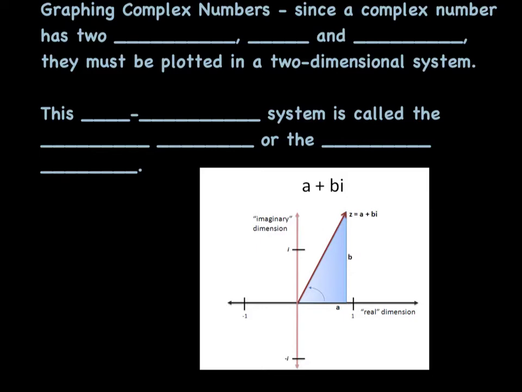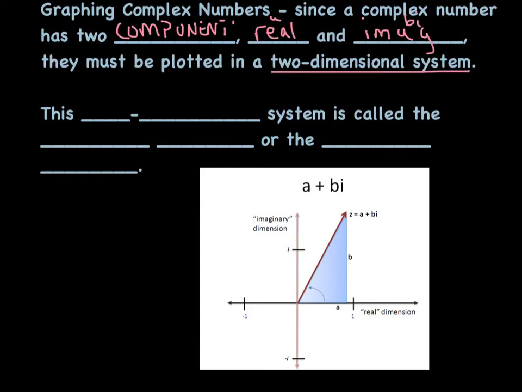All right, as a way of easing into it, we're going to introduce you to a very simple concept of graphing complex numbers. And since each complex number has two components, what are those components? It's the a component and then the bi component, otherwise known as the real component and the imaginary component. Now, every time I say real, I want you to think of the a, and every time I say imaginary, I want you to think of the bi part of it. Anyway, because there's two components, they must be plotted in a two-dimensional system. Now, this two-dimensional system is actually a lot easier than it sounds.